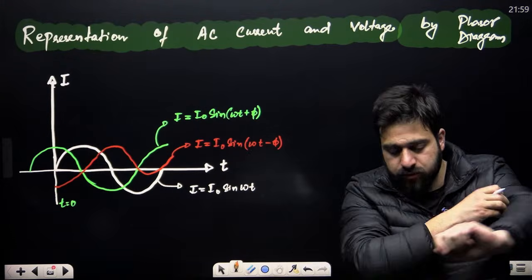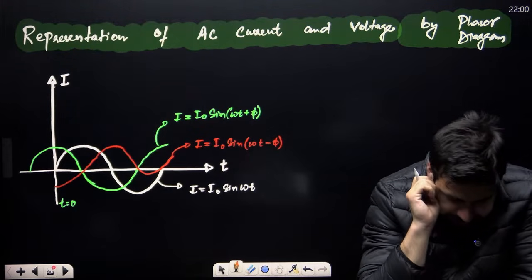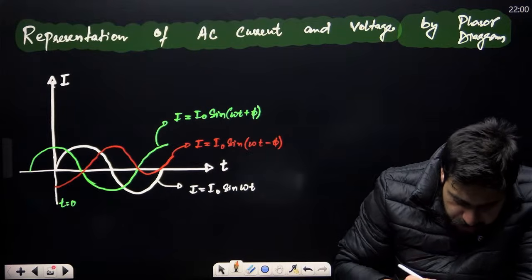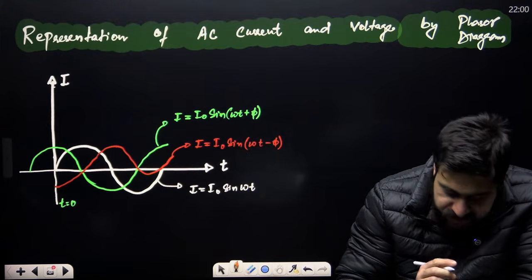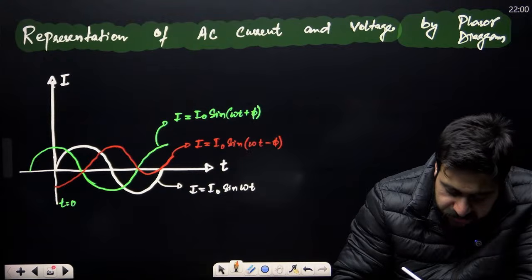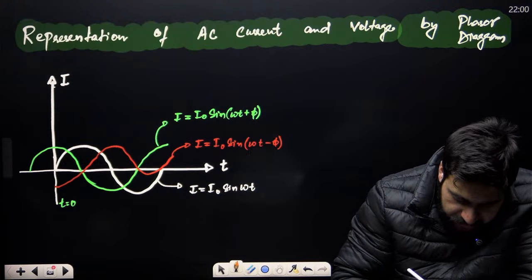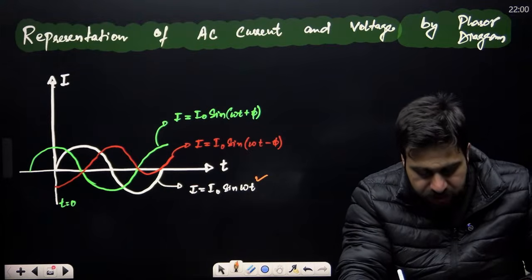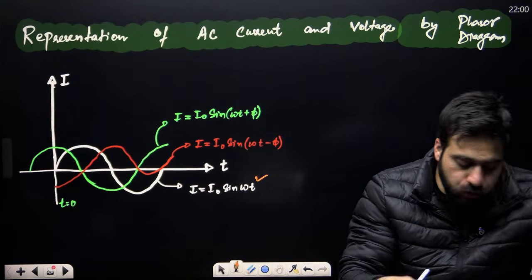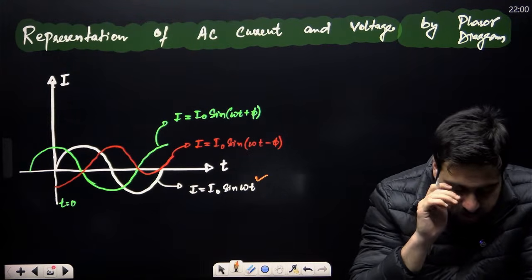Now guys, take a look. Let's suppose we have 3 currents. I is equal to I naught sine omega t plus phi. Second is I is equal to I naught sine omega t minus phi. And third is I is equal to I naught sine omega t. In this particular case, you are supposed to plot this on the graph.